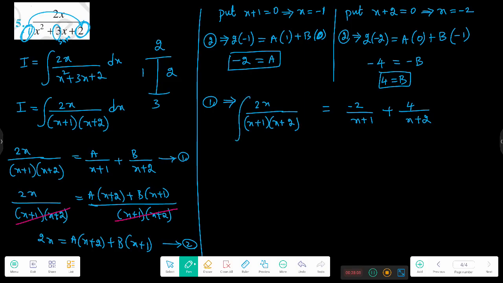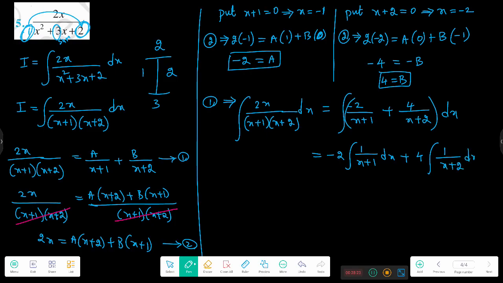Now take the integral on both sides and it will be over. When you apply the integral, it will be over. Take minus 2 outside: 1 divided by x plus 1 into dx. Like that, 4 you take outside: 1 divided by x plus 2 into dx. Now minus 2 into log of the denominator, since when you differentiate the denominator I am getting the numerator. Same manner for this also, log of the denominator. So you can stop here surely, or else you can simplify with the help of log terms also. We can stop here.